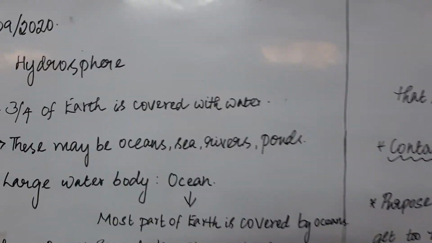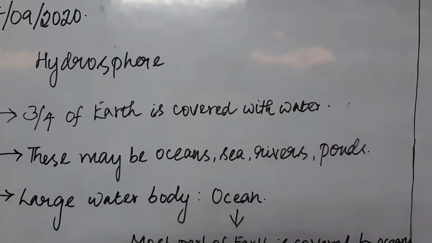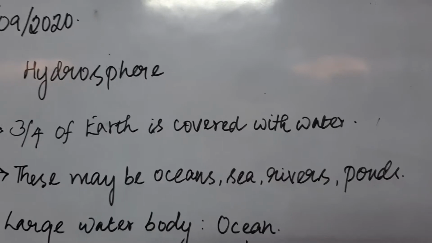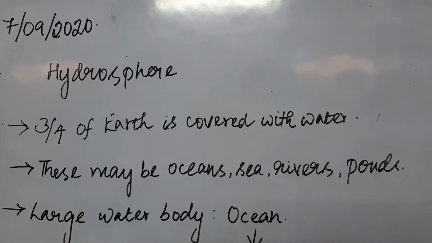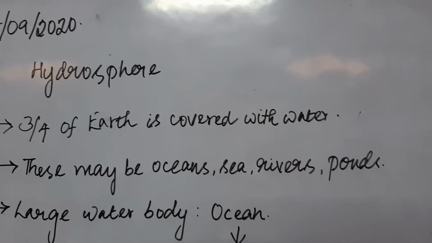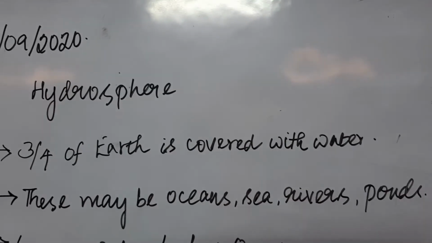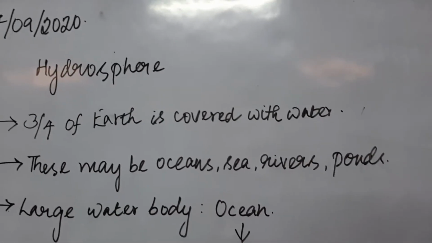Moving on to the next, we have the hydrosphere. You already know three-fourths of the earth is covered with water. What sorts of water bodies? These may be oceans, seas, rivers, ponds, lakes, etc. What is the largest water body among these? Of course, it is the ocean. The ocean is the largest water body.